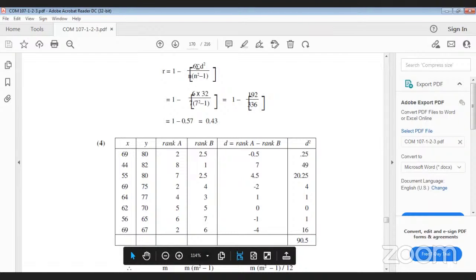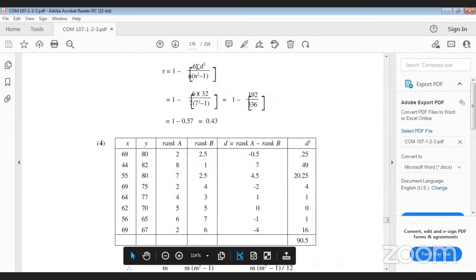Now we have to give the ranks here. For X, rank 1. For 69, second; for 44, 8; for 55, 7. Then 69, second; 64, 4. Then 62, 5; 56, 6. And 69, 2.